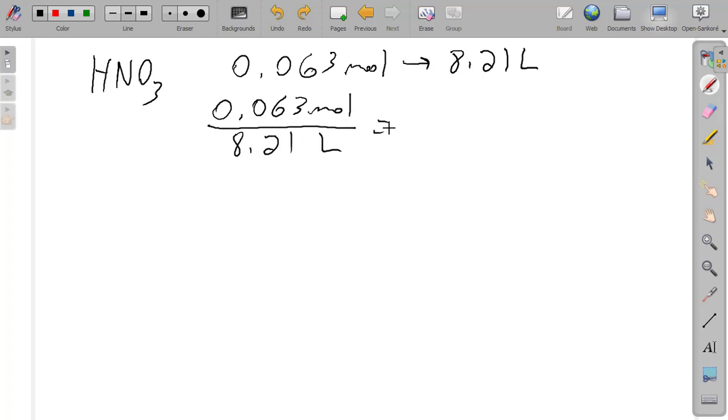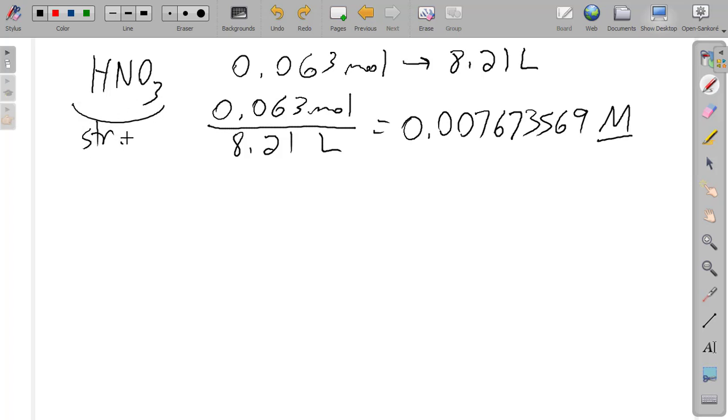And that's going to give us a value of 0.007673569 molar. All right. Now, because this is a strong acid, it's completely dissociated into H plus and NO3 minus.